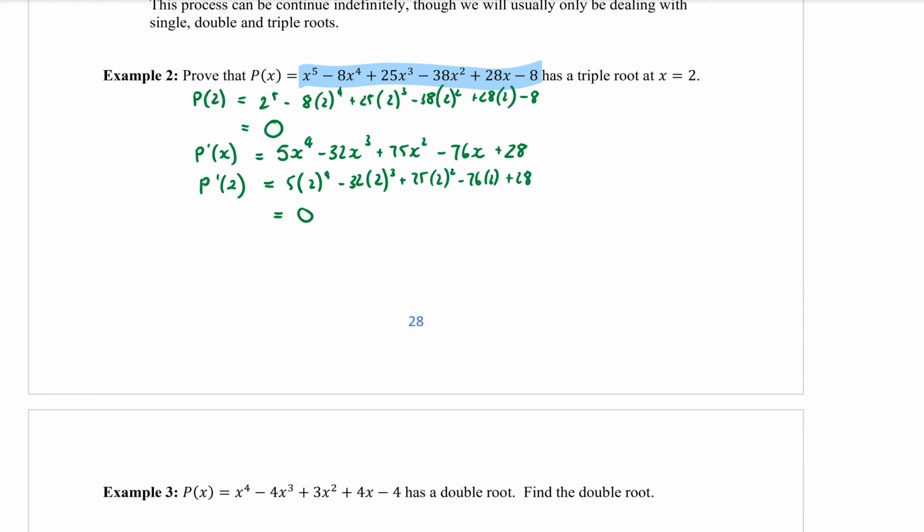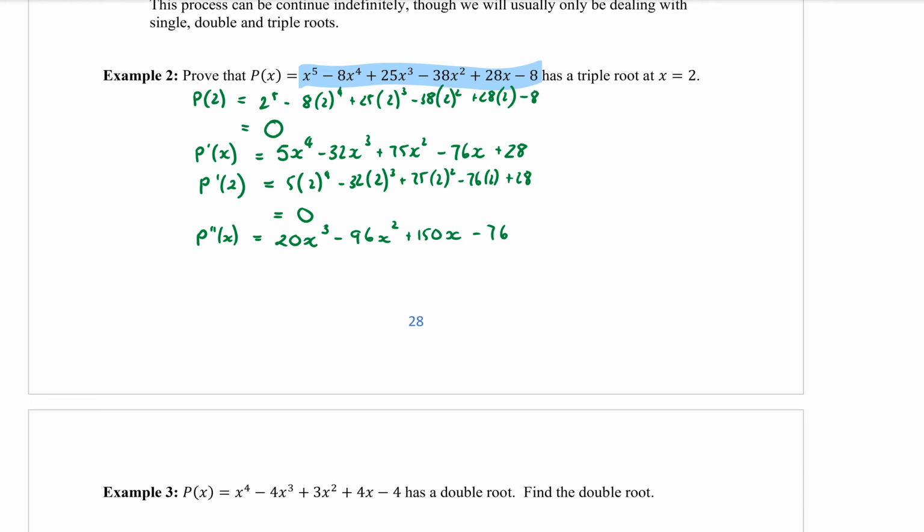So we know that this is at least a degree 2 on this factor here, but it might still be higher. We go to our second derivative. So working from this line here, the 5x to the power of 4 line, I go 4 times 5 is 20x, subtract 1 from the power is 3. 3 times 32 is minus 96x, subtract 1 from the power, squared. 2 times 75 is 150, subtract 1 from the power, x. And the minus 76x will just be minus 76, and the 28 on the end will disappear.